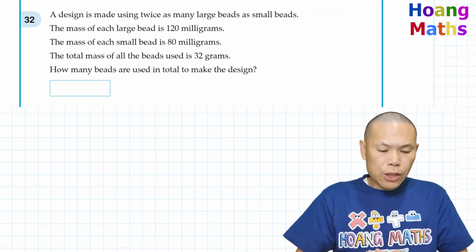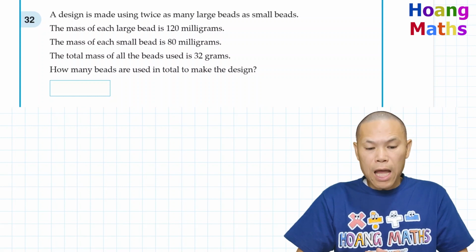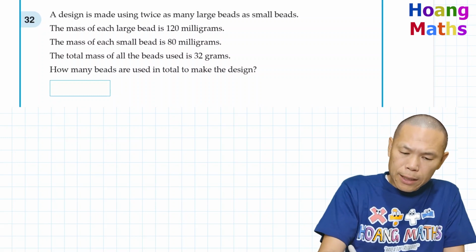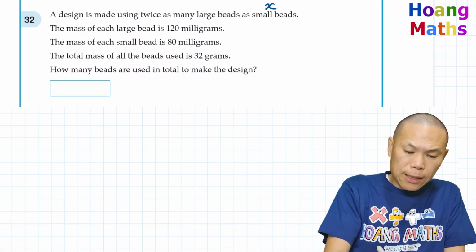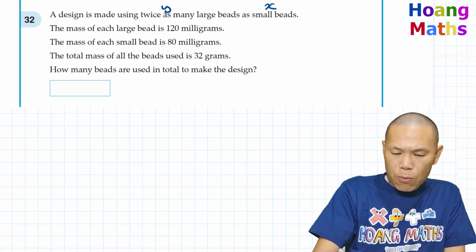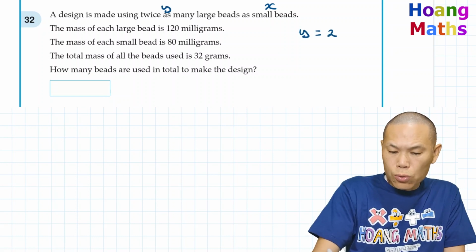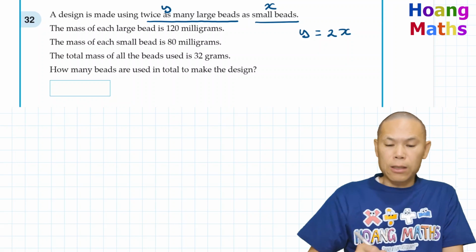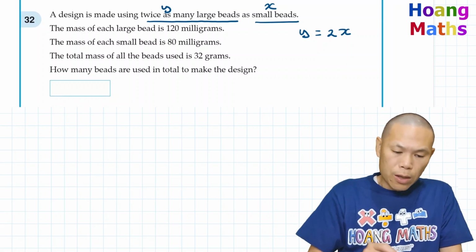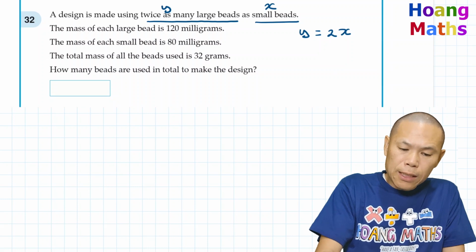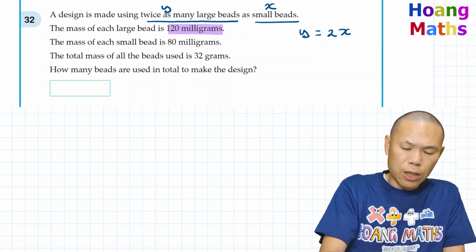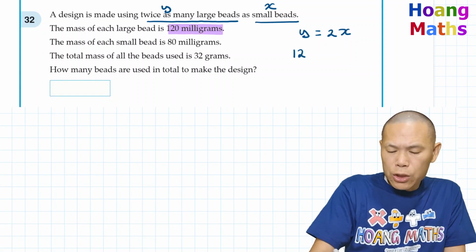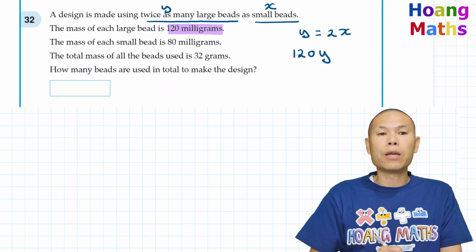Last one. A design is made using twice as many large beads as small beads. So let me just let small beads be x and the large beads be y. So this means that y is equal to 2x because twice as many large beads as small beads. So keep that in mind. So we have one equation. The mass of each large bead is 120 milligrams. So this means that the weight for the large beads is 120 times y. So keep that in mind.